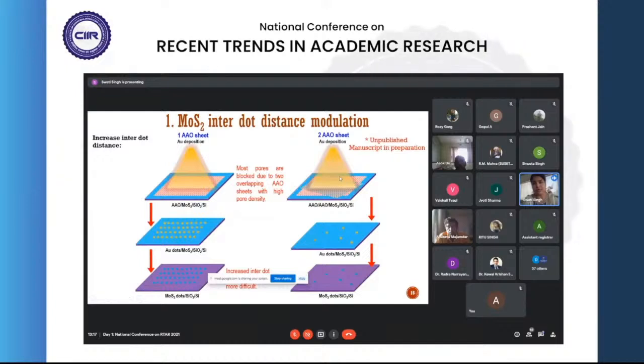Later, what I did was stack two AAO templates randomly on top of each other, and this was done in order to block most of the pores, because this was a very dense template. So most of the pores were expected to be blocked, and after that, only a few pores were open, and the interpore distance could be increased. And then I would end up with MoS2 dots far away from each other. So this would act as better single photon emitters rather than very closely spaced MoS2 quantum dots.